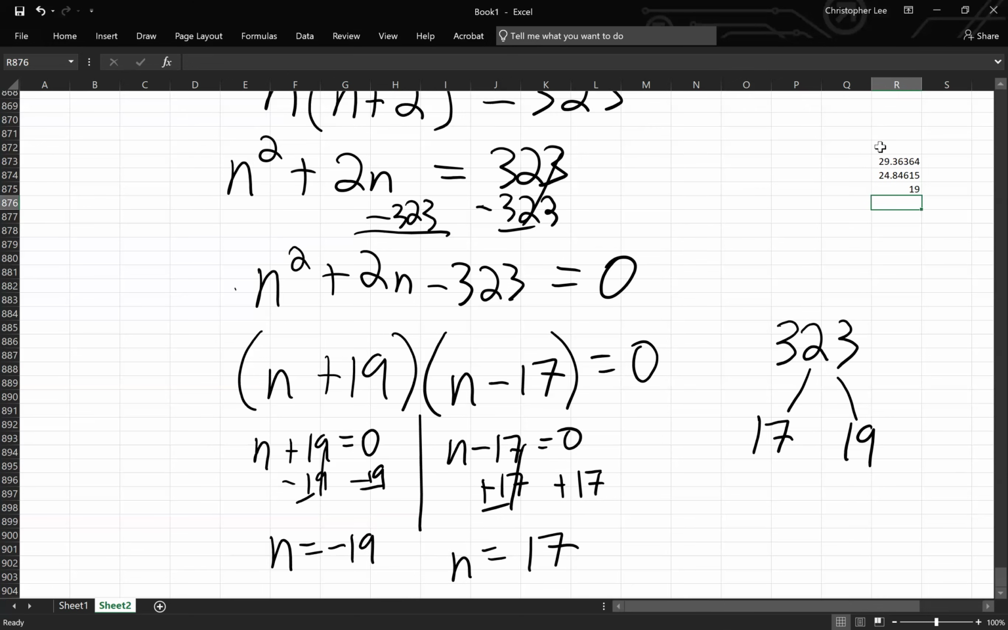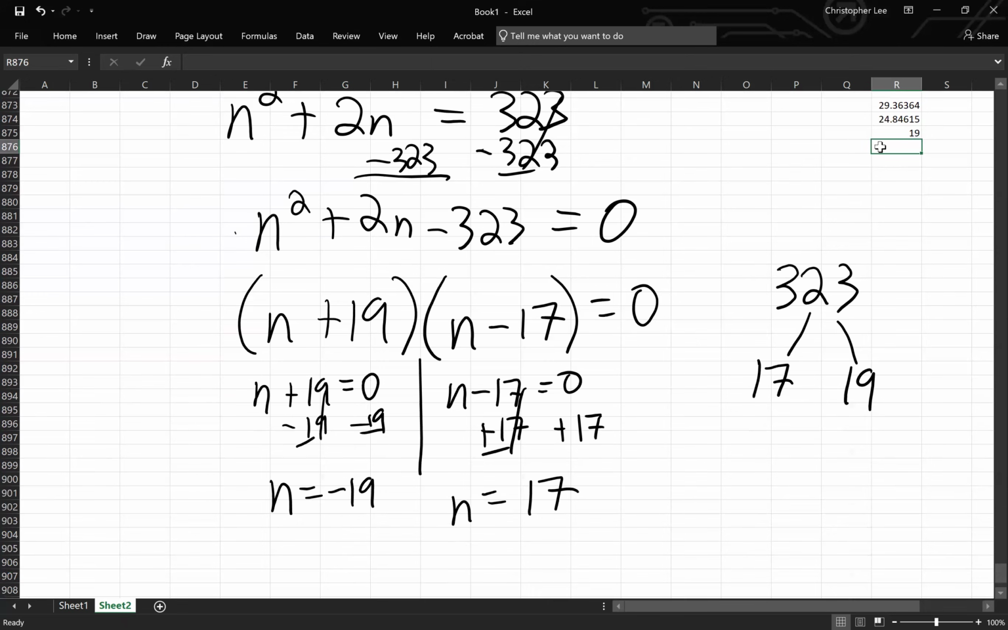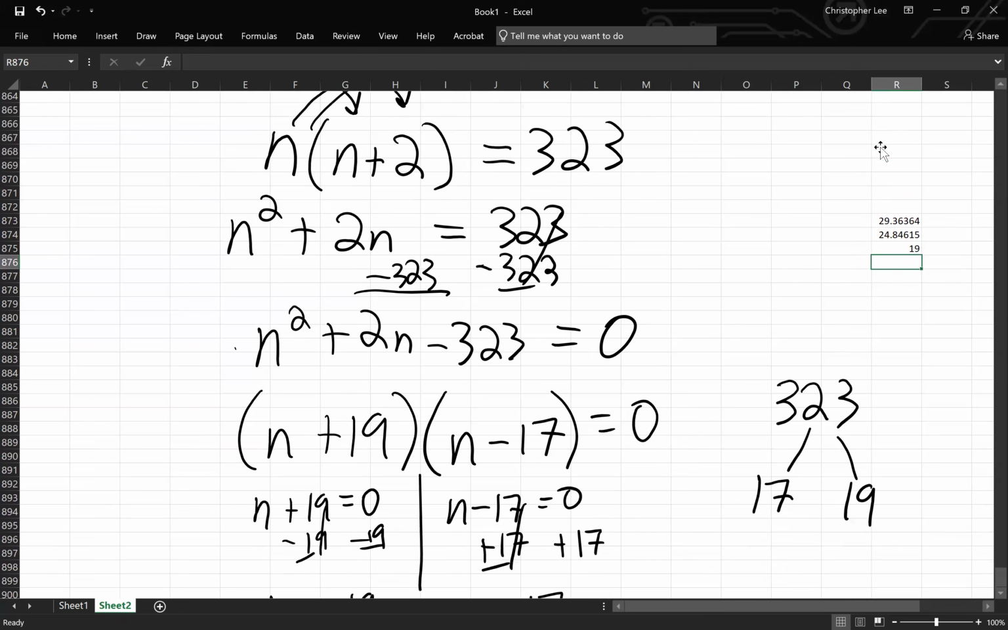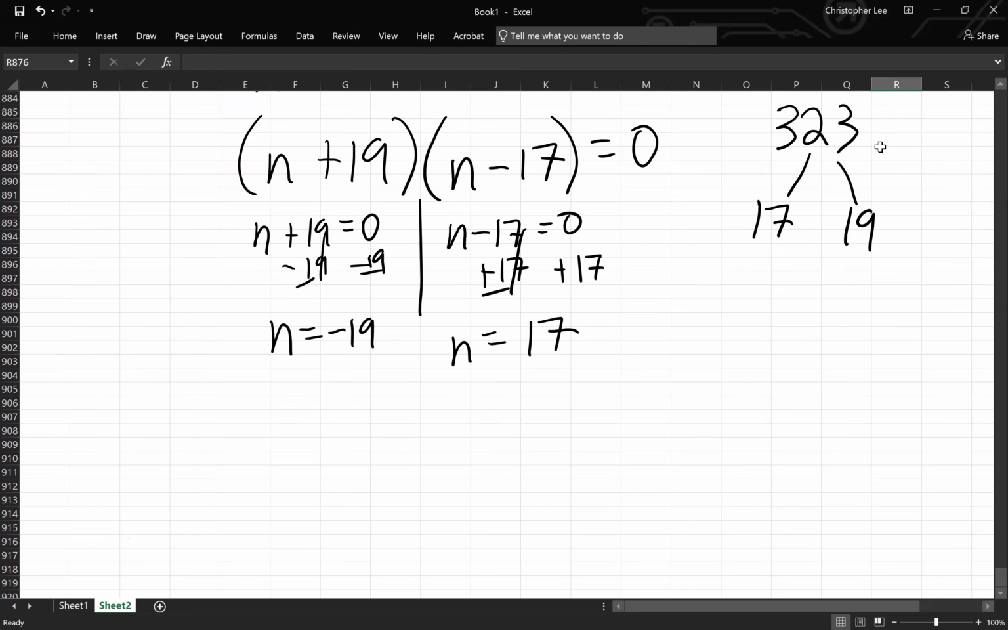Now, of course, in this situation, we're going to have to test these numbers out because we don't know if they work or not, right? So looking back at the original formula, right? n times n plus 2 is 323. Let's see. So if I have negative 19 times negative 19 plus 2, that's the original question, right?